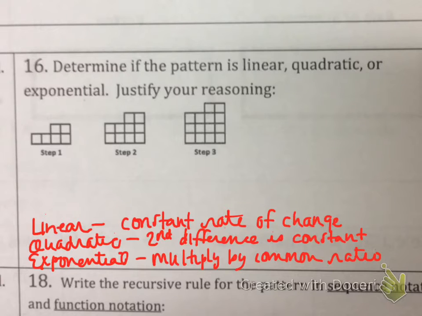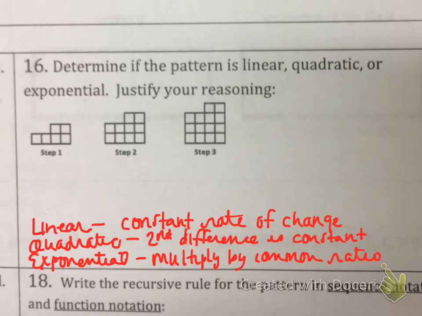Number 16, we're asked to determine if the pattern is linear, quadratic, or exponential. So if we look at the three options, linear, if you remember, is a constant rate of change in the first difference. You're either adding or subtracting the same number. Quadratics, if you check the second difference, you're going to be adding or subtracting the same number. And exponentials mean you're multiplying by a common ratio throughout the entire pattern.